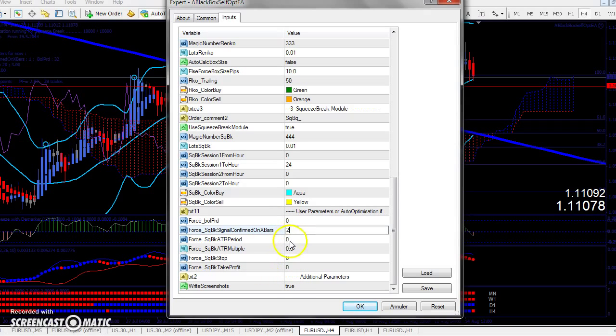Other parameters here can be forced in. You can force a stop. Okay, you can force a take profit. You don't have to have it optimized.